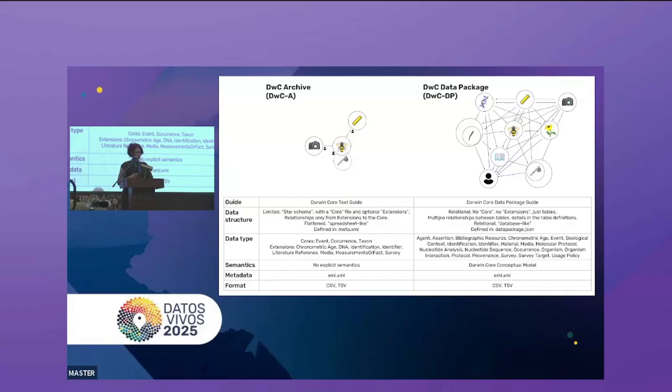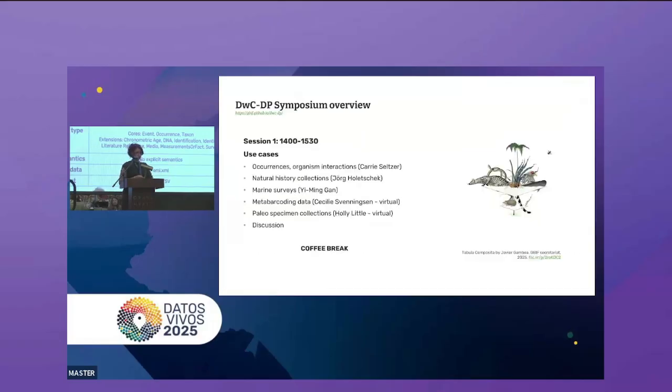Now, let's have a very quick look at our agenda for today. The first of our two sessions will help you visualize the practical implementation of the Darwin Core Data Package with 5 use cases. And we ask that you hold your questions until the end of the session. So we will go through all of the use cases back to back and then have time at the end to entertain any questions that you have from there.